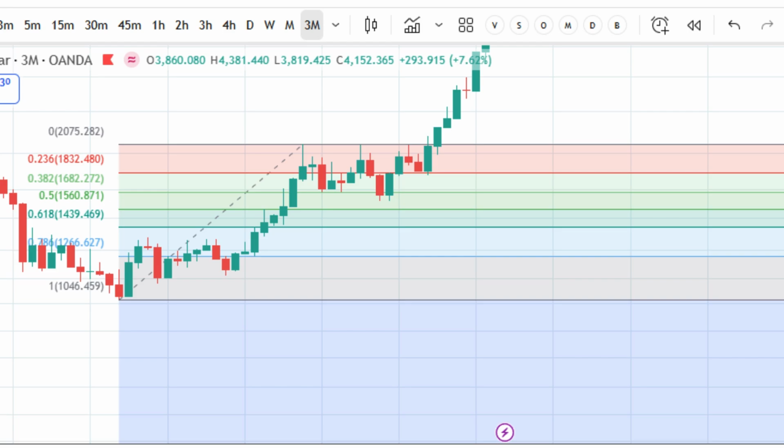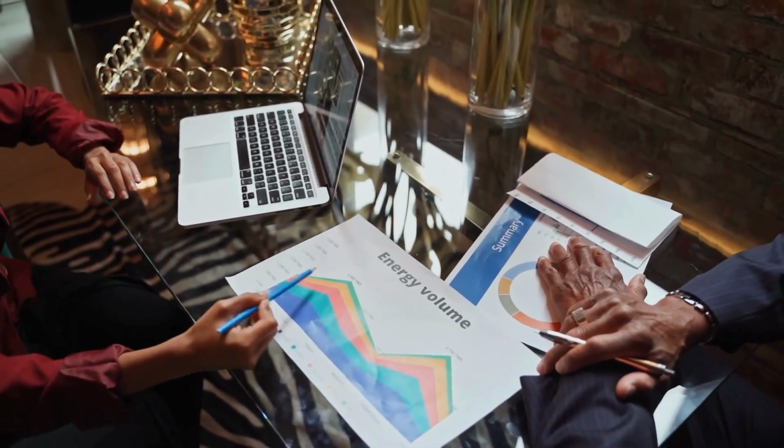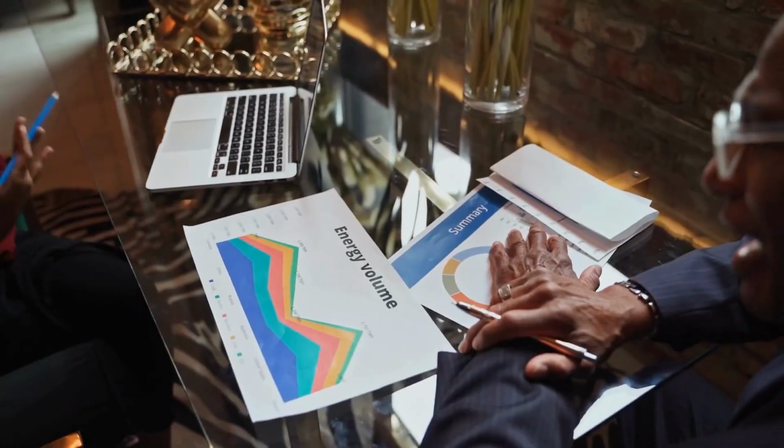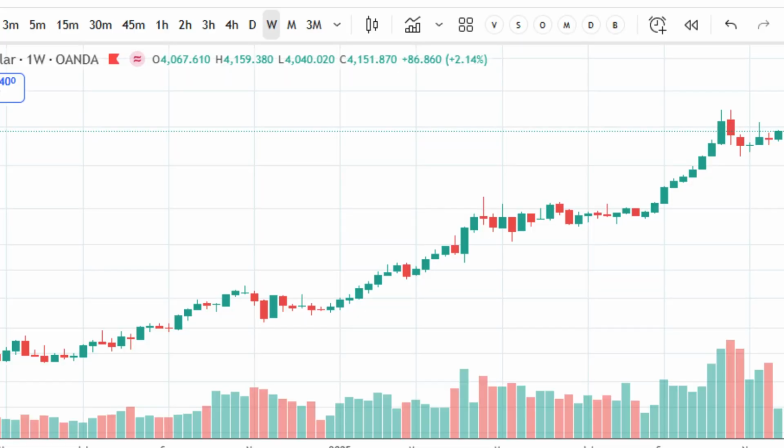8. Fibonacci retracement. These levels help identify possible pullback zones during an uptrend or downtrend. Key levels: 38.2%, 50%, 61.8%. Traders often look for price to retrace to these levels before continuing in the direction of the trend.